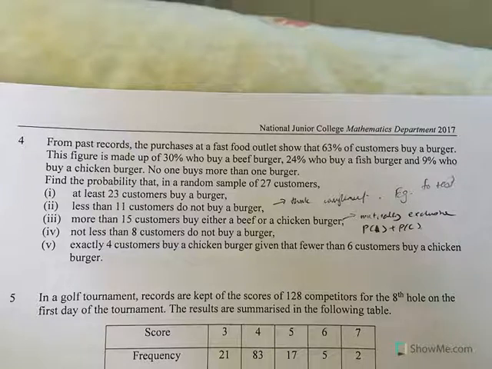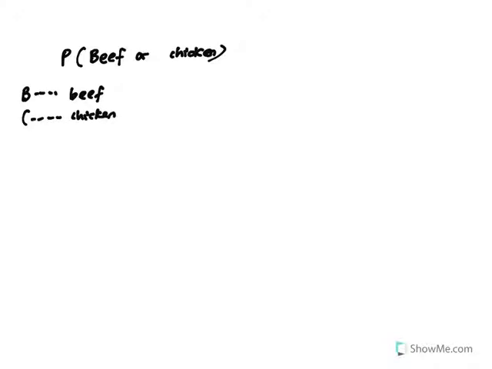I want to find more than 15 customers who buy either a beef or a chicken burger. Alright, so what is the probability that I buy either a beef or a chicken burger? So first of all, we need to look at the probability of buying a beef or chicken burger. So if we just let, for example, B represent I buy a beef burger, C represent I buy a chicken burger, right? So this is like the probability of B union C, right?